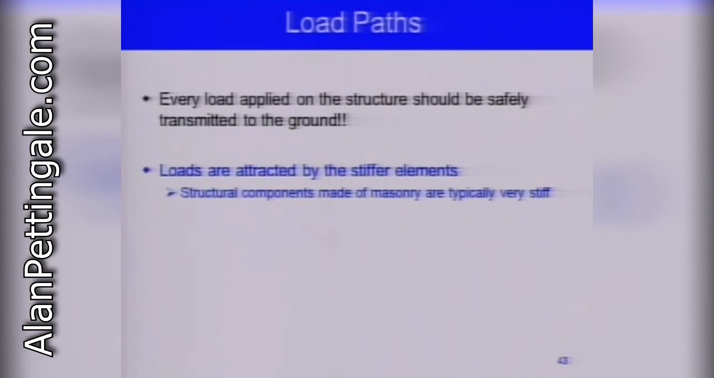And what is very important to keep in mind, especially when we start combining different materials, is that the loads get attracted by the stiff elements. So if you have wood and masonry next to each other and you load them, masonry is way stiffer, so it's going to carry most of the load. It's like having two springs, one soft and one stiff. If you try to push them together, the resistance you get will be from the stiff one. That's what is going to carry the load. The flexible one can move like that.